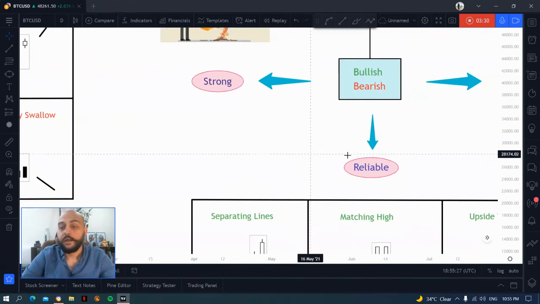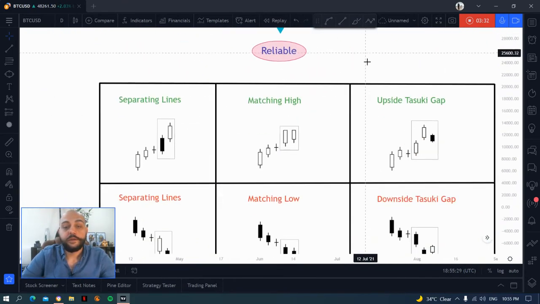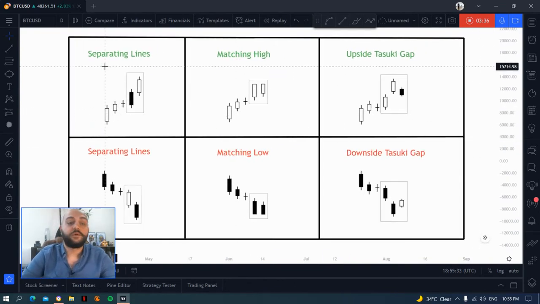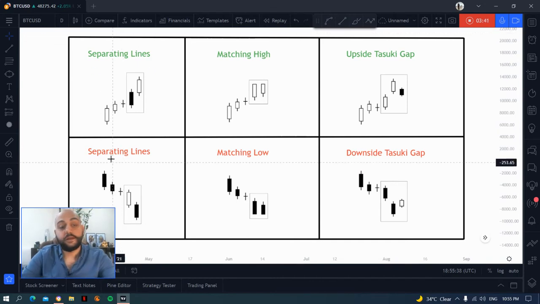Now, let's talk about the reliable patterns. Now we have six of them. The first one is called the separating line, and there are two different types of separating line. There's the bullish kind and there's the bearish kind.